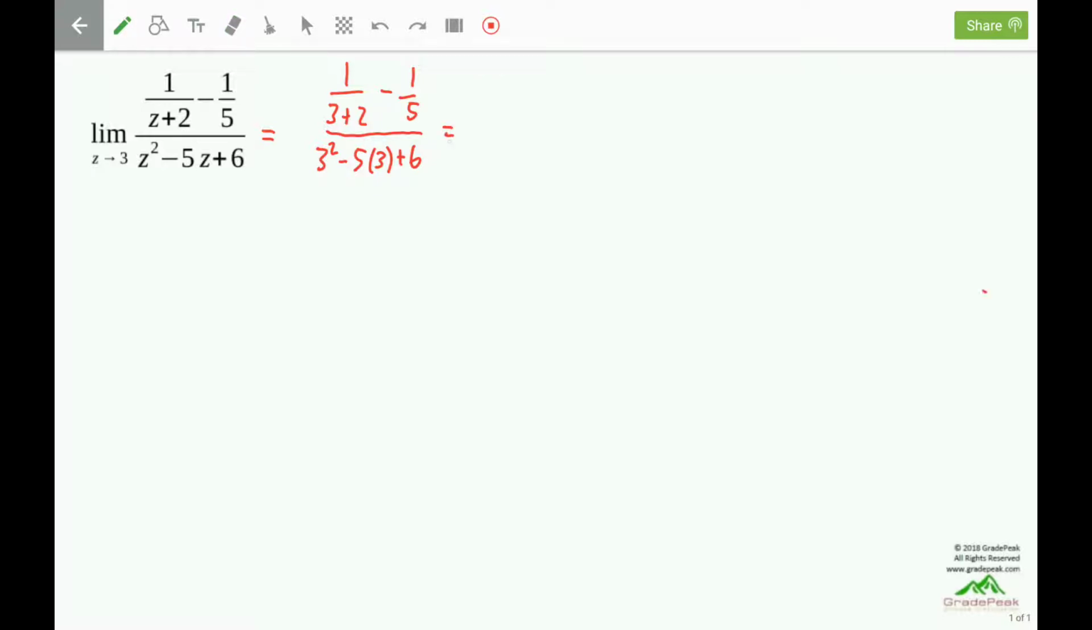In the numerator, 3 plus 2 is 5, so we have 1 over 5 minus 1 over 5. In the denominator, we have 3 squared, which is 9, minus 5 times 3, which is negative 15, plus 6. In the numerator, 1 over 5 minus 1 over 5 is 0. In the denominator, 9 minus 15 is negative 6, plus 6 is 0. And we have 0 over 0.